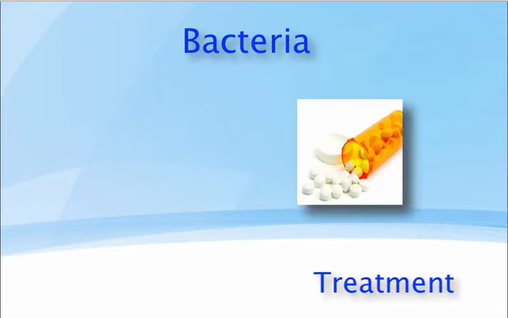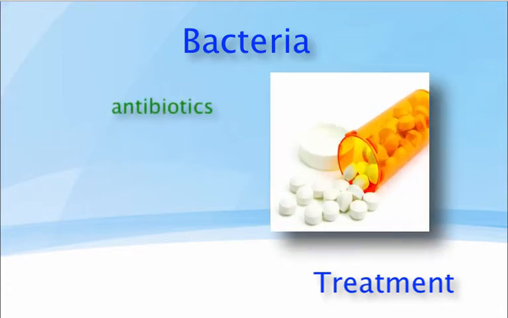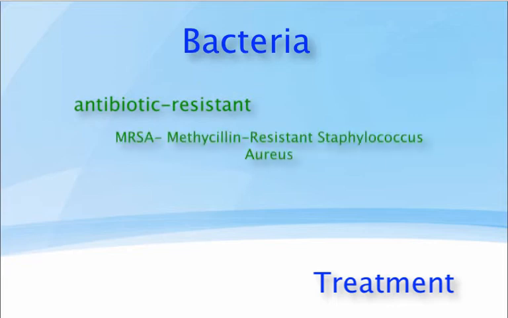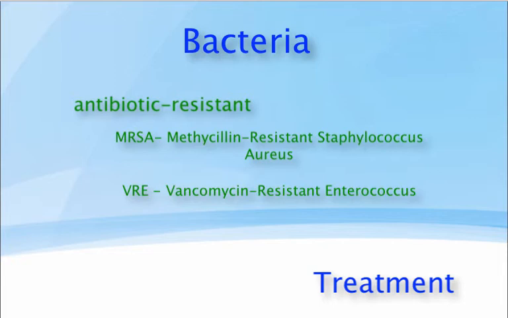Bacterial infections are treated with antibiotics. However, there are some bacteria that have become resistant to antibiotics, and those infections cannot be treated very well. MRSA is the shorthand name for methicillin-resistant Staphylococcus aureus. This is a nasty skin infection. The other is VRE, or vancomycin-resistant Enterococcus. Both of these are very serious infections and can become a problem in hospitals.